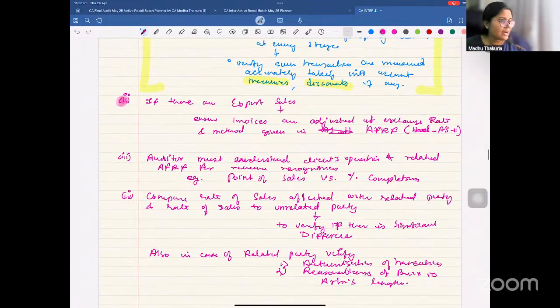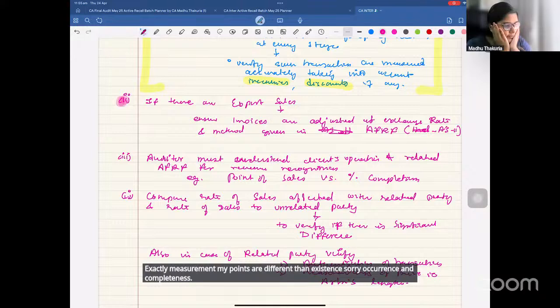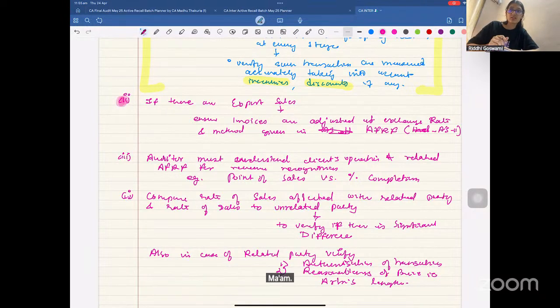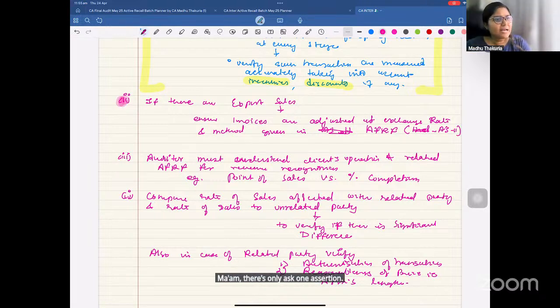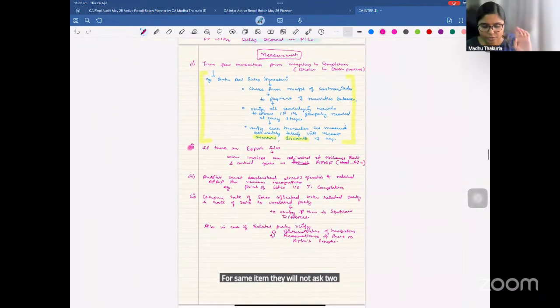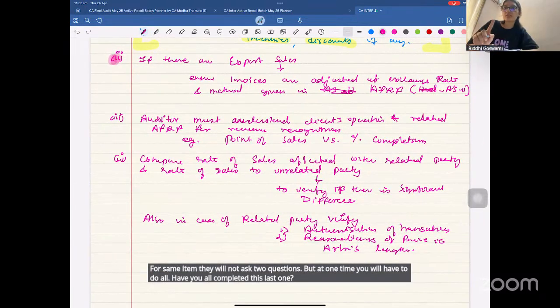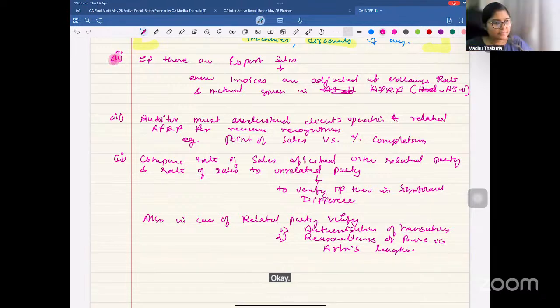Guys, will you be able to manage with these 4 points in the exam clearly? Exactly, measurement points are different from occurrence and completeness. Ma'am, they'll only ask one assertion, no? Either they will ask one assertion or they will ask general procedure. For the same item, they will not ask 2 questions. But at one time, you will have to do all. Have you all completed this last one? Yes, completed.